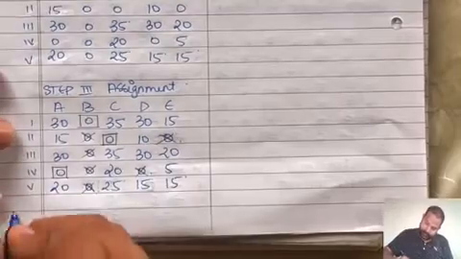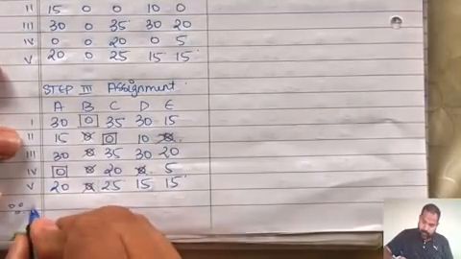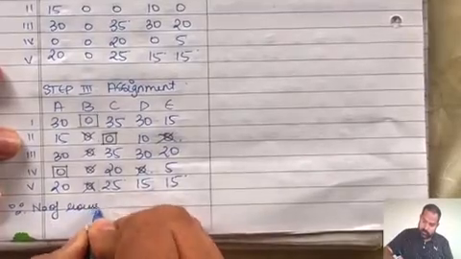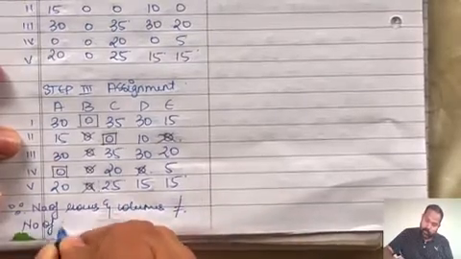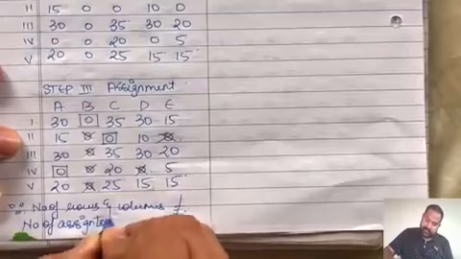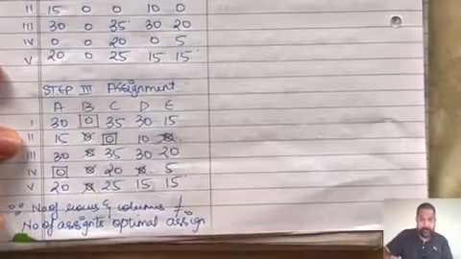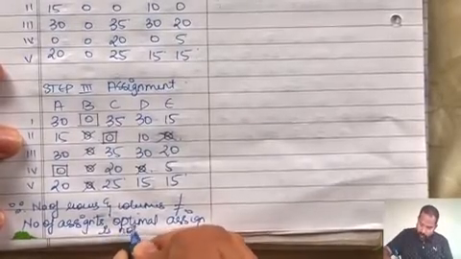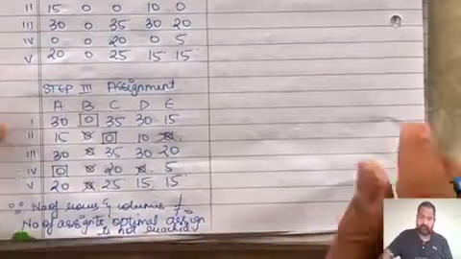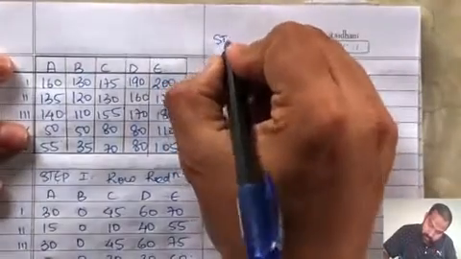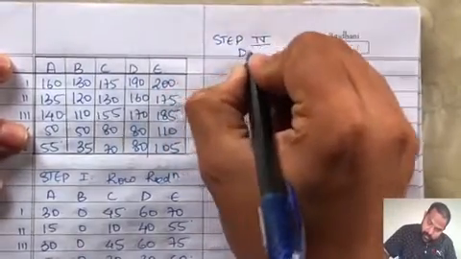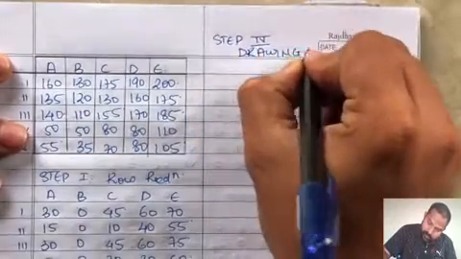So since number of rows and columns is not equal to number of assignments, optimal assignment is not reached. Then what do we do? We move on to step 4, and that step 4 is drawing lines. So I go to step 4, drawing lines.